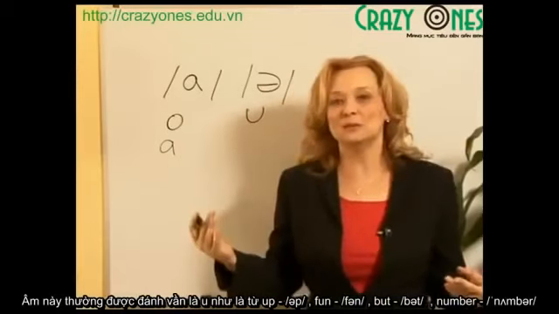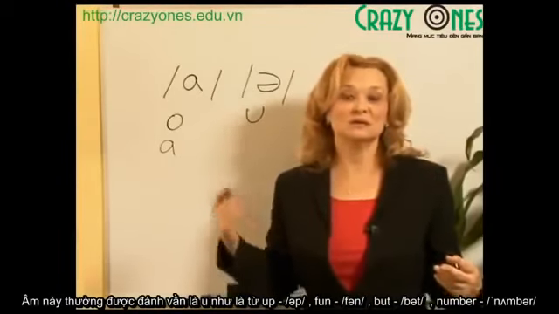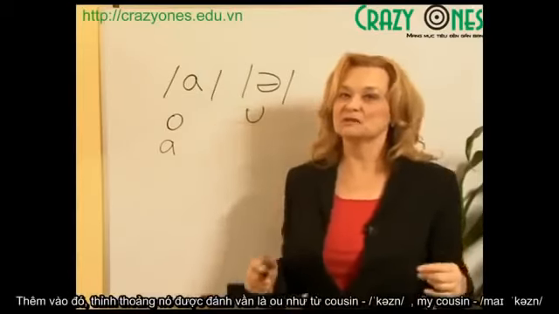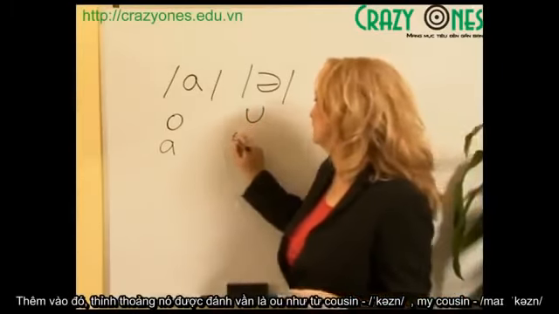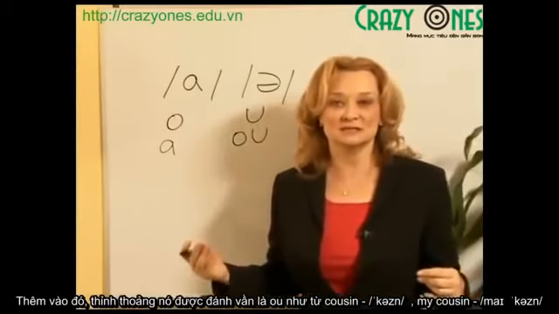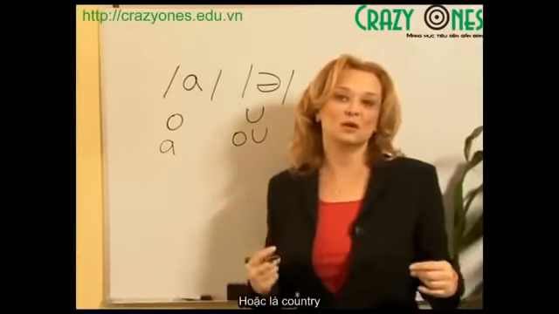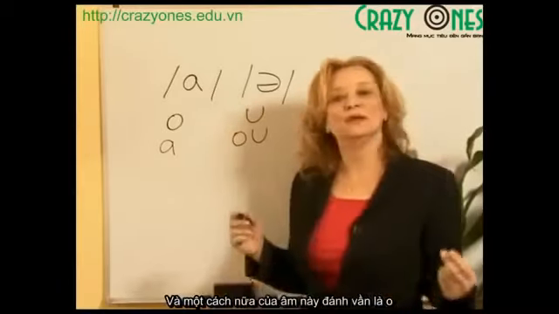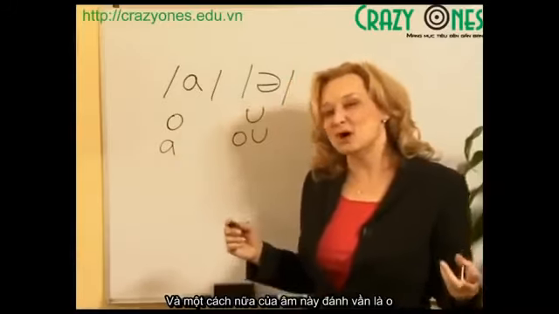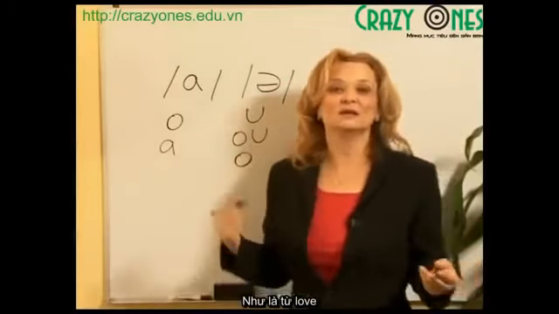This sound is commonly spelled with the letter U, as in words like up, fun, but, number. But also, sometimes this sound is spelled with OU, as in words like cousin, my cousin. We don't say my cousin, we say my cousin, or country. And once in a while, this sound is also spelled with the letter O, as in words like love.